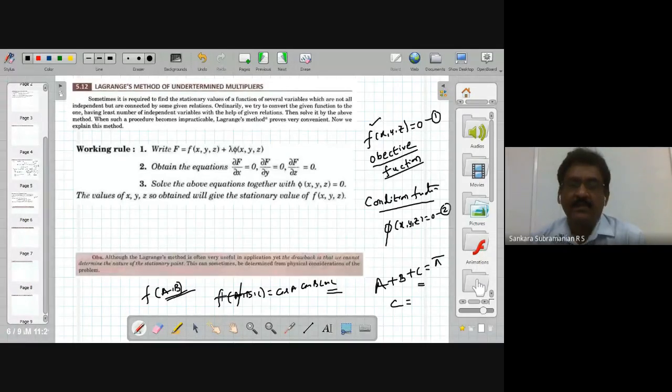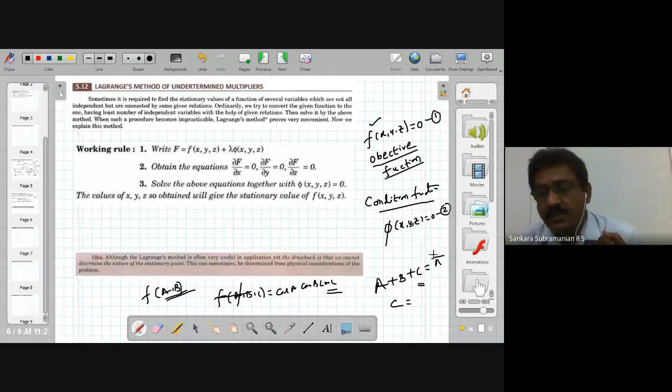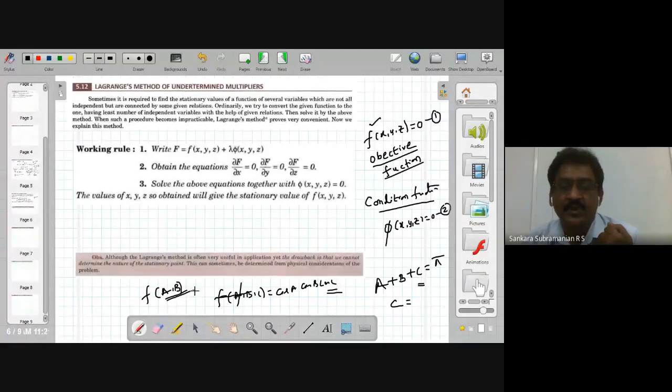And we solved it. But some problems may make it very difficult to obtain an expression for one variable in terms of the other two, then substitute and make the function with two variables. It may take a tedious process.